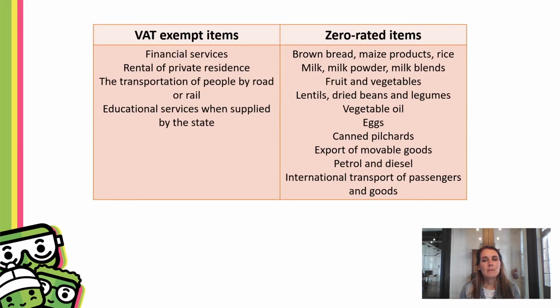So before we look at a question, I thought, let me put it up. Who would like to go and search in their textbook for VAT exempt items and zero rated items? We are all too lazy. So here they are. Take a screenshot of it with your phone and then you've got it for when you're studying. Just to go over them, VAT exempt items: financial services, rent of private residence, the transport of people by road, and educational services supplied by the state.